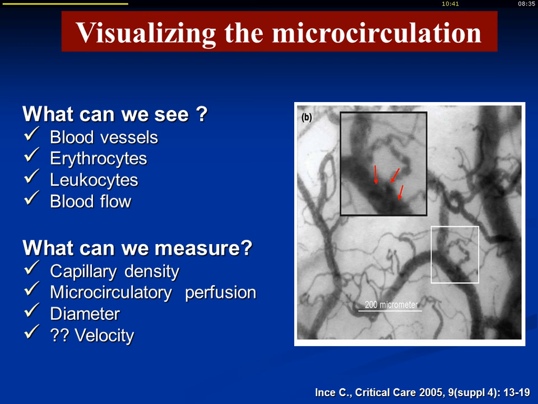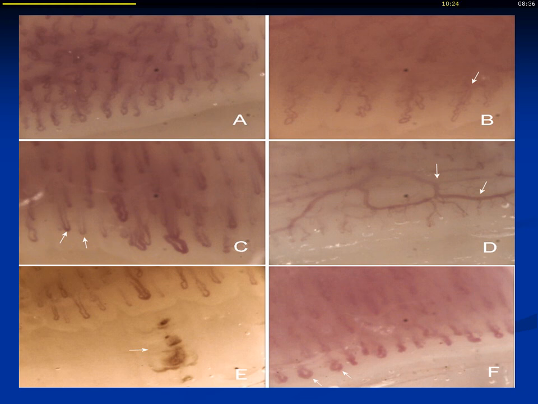You can also see some erythrocytes, leukocytes. You can look at the blood flow directly using your eyes. You can measure some capillary density, microvascular perfusion diameters, and maybe velocity if you are using some new software. So these methods started more than 20 years ago with nail fold capillaroscopy, a very small microscope that you can apply to the nail fold bed.